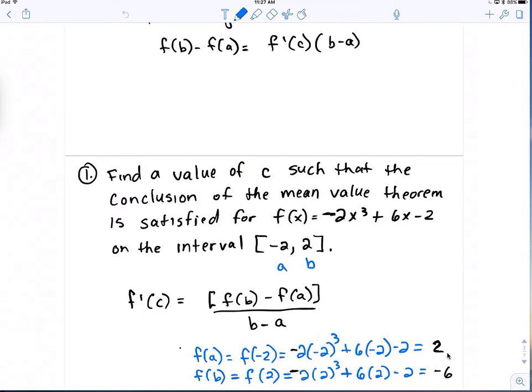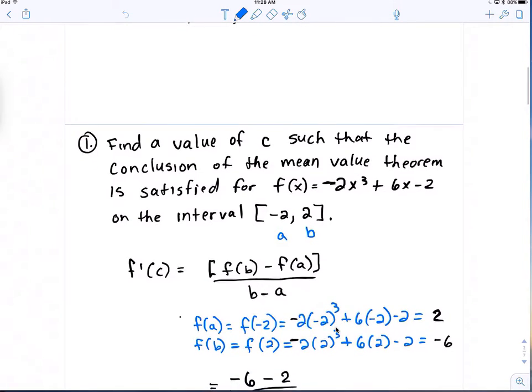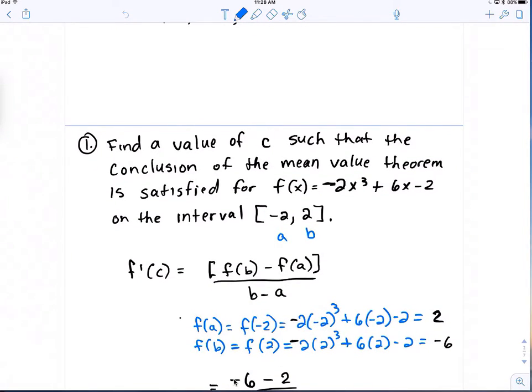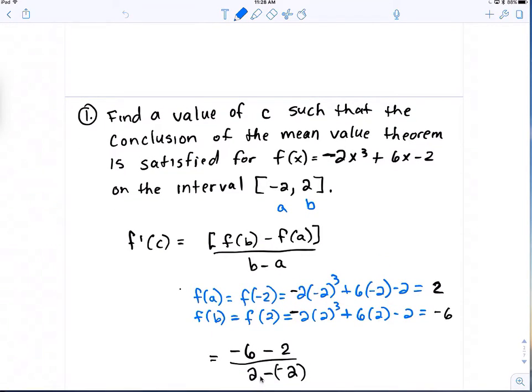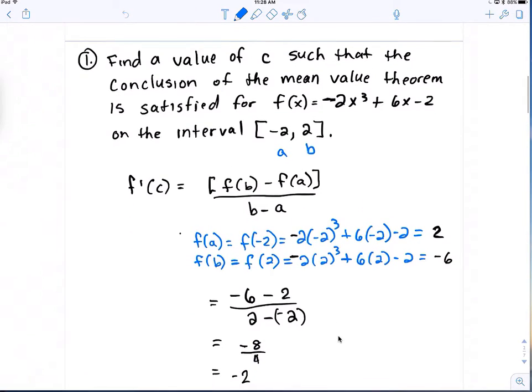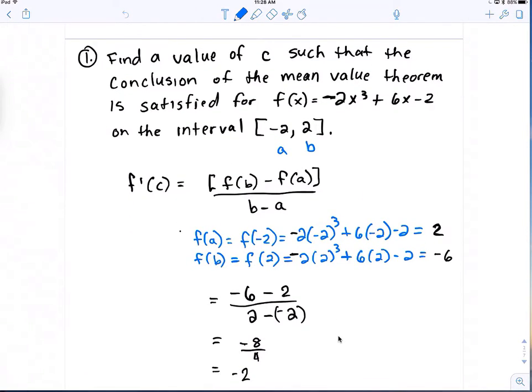Okay, once we know f of a and f of b, we can then plug that into this formula right here, into this equation. So f of b we got to be -6, f of a we got to be 2, and then b was just 2, and a was -2. So we insert all our values in and simplify to get our right-hand side equal to -2. The right-hand side simplifies to -2.